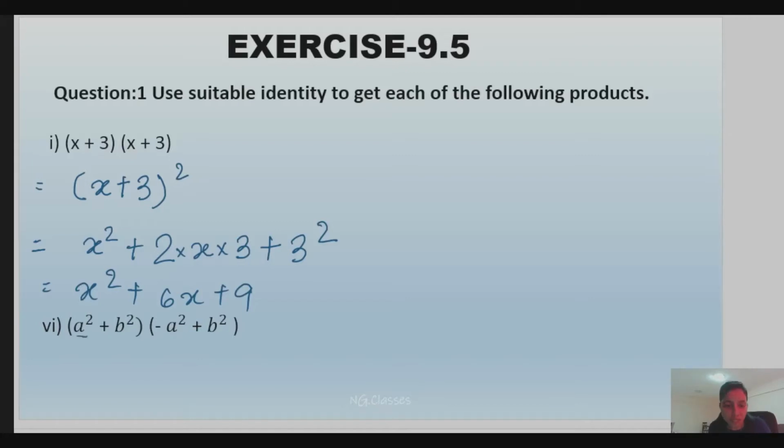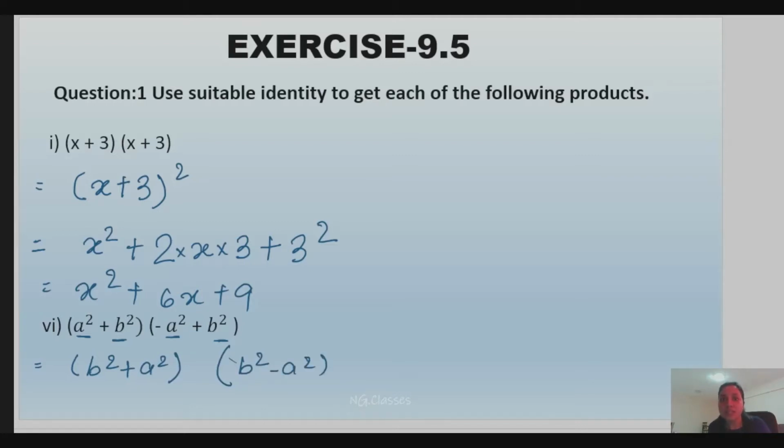Here we are having a square, b square. Here also we are having in the second bracket a square, b square. Now in the first bracket, both the terms are positive. And in the second bracket, b square is positive, but a square is negative. So we can represent it as b square plus a square in the first bracket and then b square minus a square in the second bracket.